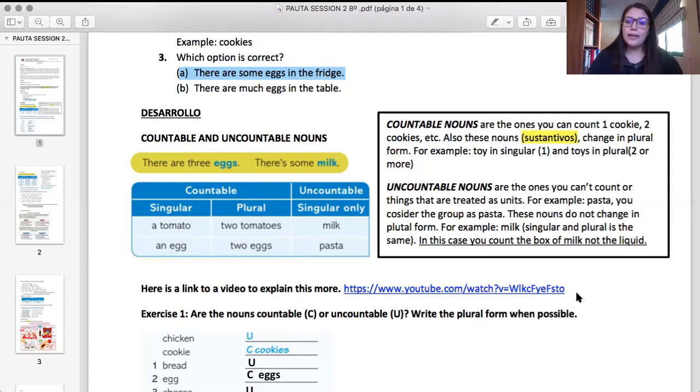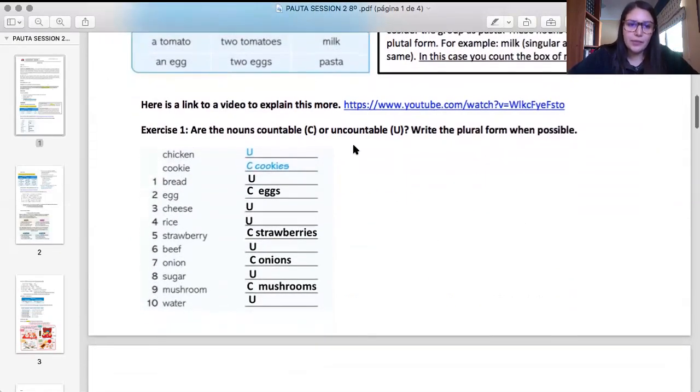Another example is milk. Okay, we don't say 2 milks. We talk about boxes or cartons of milk, that are things that we can count. But the liquid itself, milk or water, we can't count it. Okay, so let's review exercise number 1.